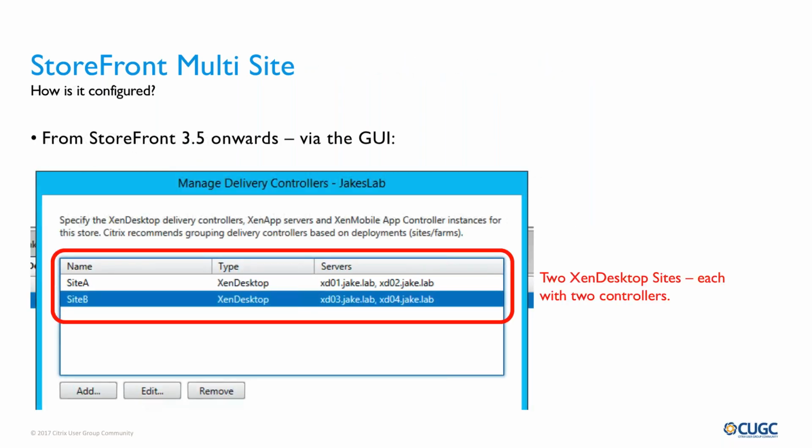So how do we configure this? From 3.5 onwards, as I said, it's all via the GUI. In the Manage Delivery Controllers option within your StoreFront store, you quite literally just add the controllers. Important thing to note, you need to add them on separate lines for each site like I've done there. So you can see site A, I've got 2 controllers, site B, I've got 2 controllers.